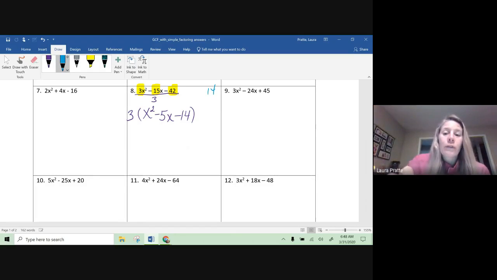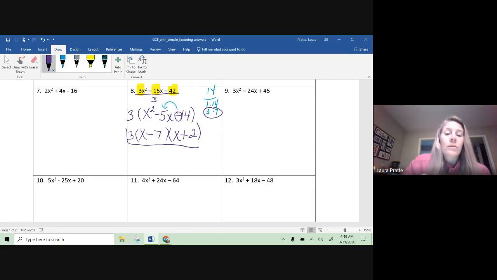So now, same process. This time we're looking for the factors of 14, and we want the ones that subtract to get that 5 in the middle. So the 2 factors here that subtract to get 5 are 7 and 2. I always put my bigger number in the first parenthesis. And now we know that the signs are different because of that minus right there, so the bigger number is going to get the negative. So 7 gets the negative and 2 gets the positive. And that's our answer there.